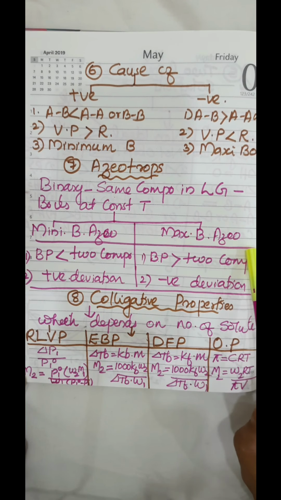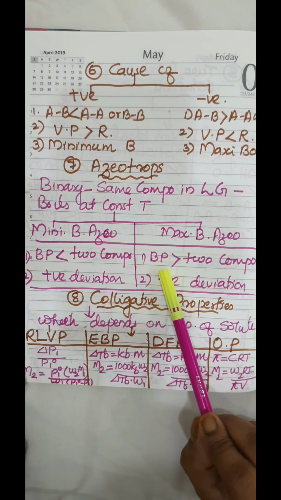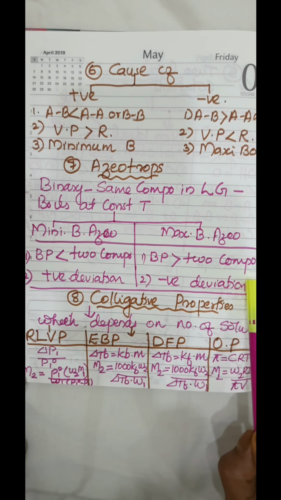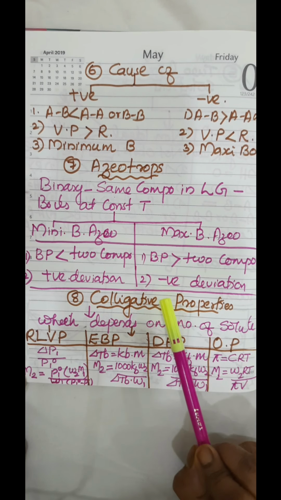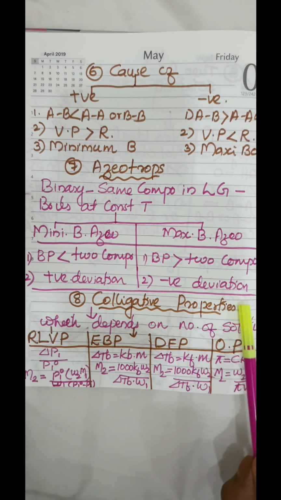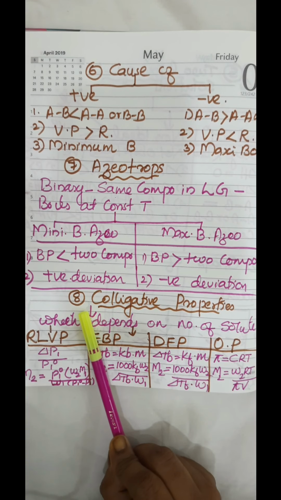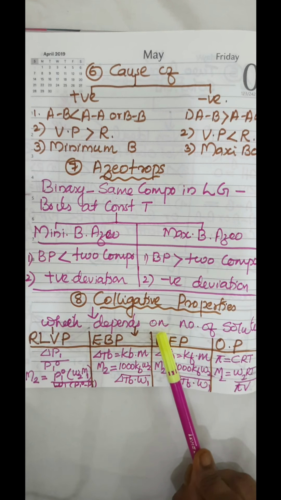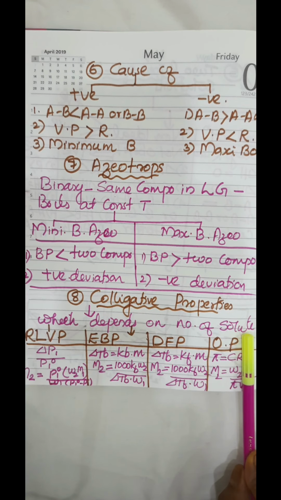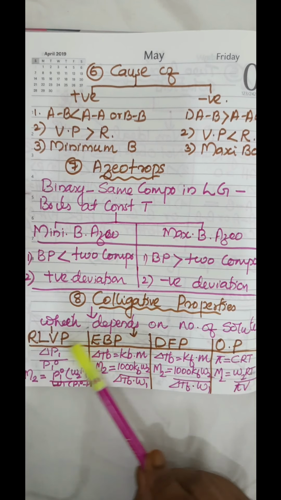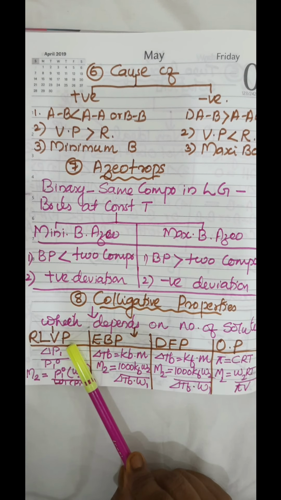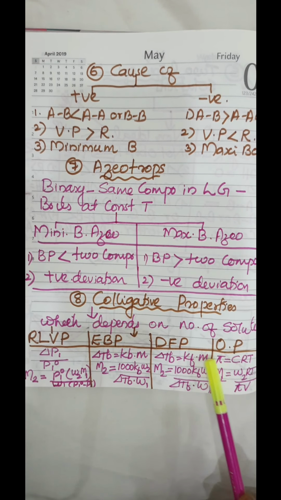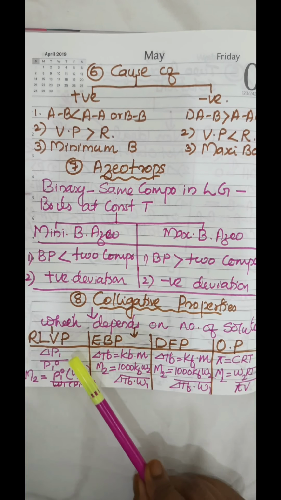Then maximum boiling azeotropes: the boiling points of these solutions are greater than the boiling points of the two components. And these are the solutions which show negative deviation from Raoult's law. Then the eighth topic is colligative properties. These are the properties which depend on the number of solute particles. There are four types: relative lowering of vapor pressure, elevation in boiling point, depression in freezing point, and osmotic pressure.